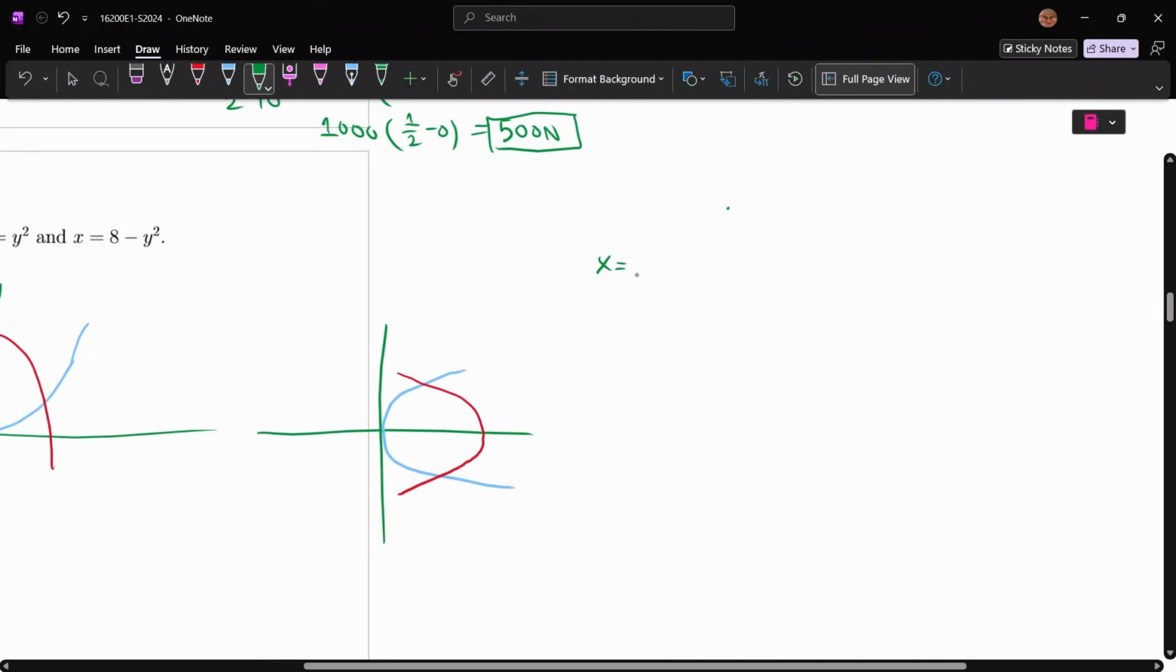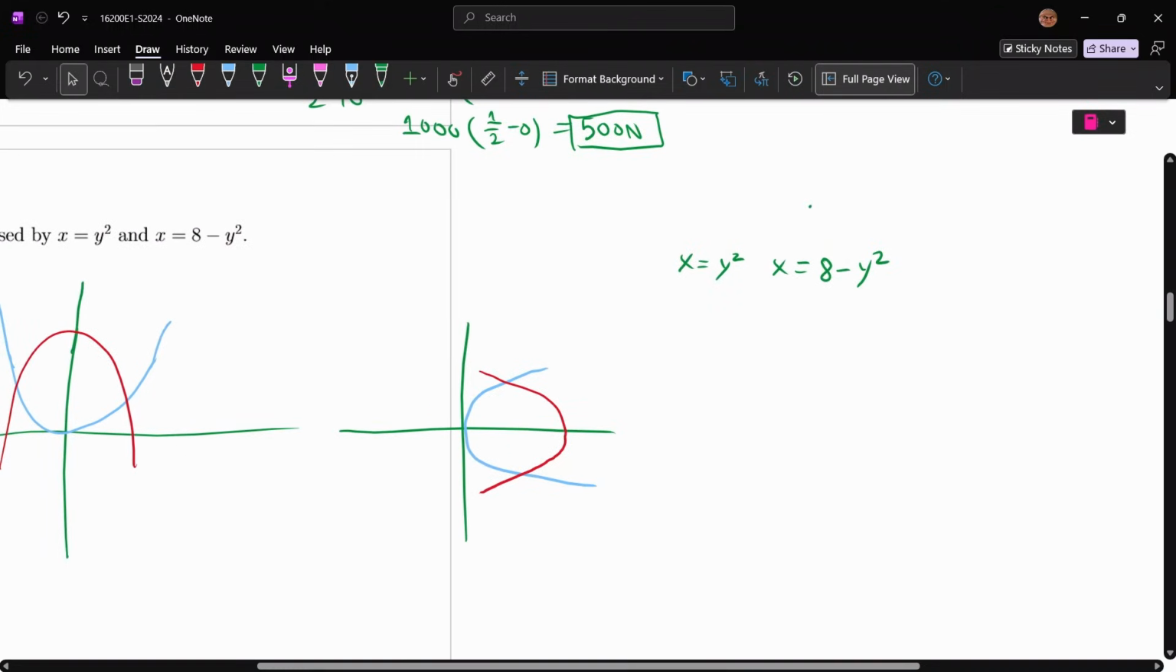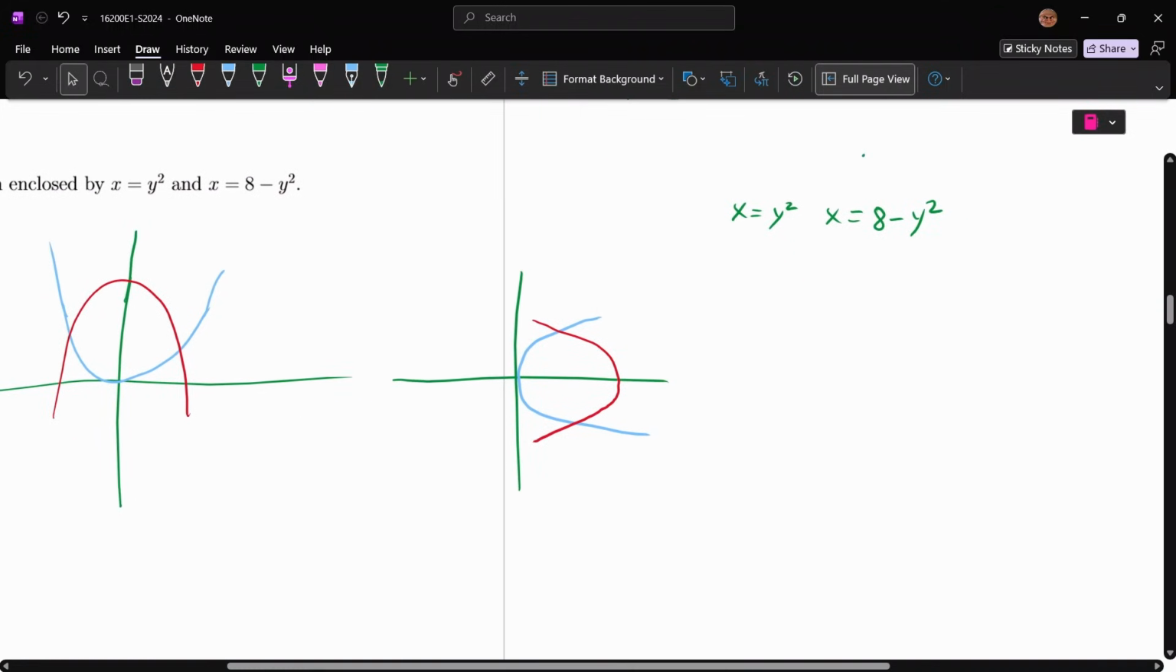So we have x is equal to y squared here, and x is equal to 8 minus y squared here. We need to find the boundaries because they're not given to us here. This isn't like your walk in the park area under the curve question where they give you the boundaries.